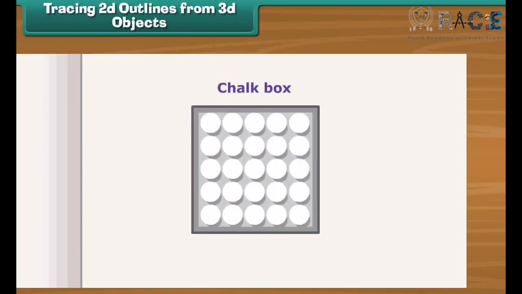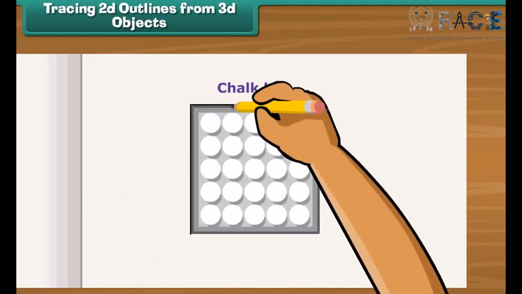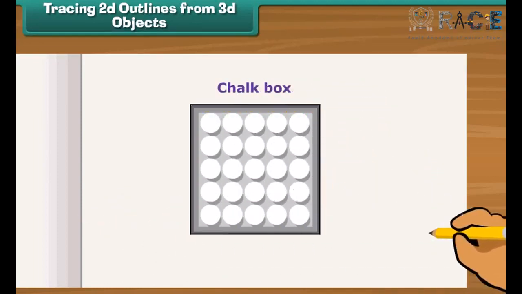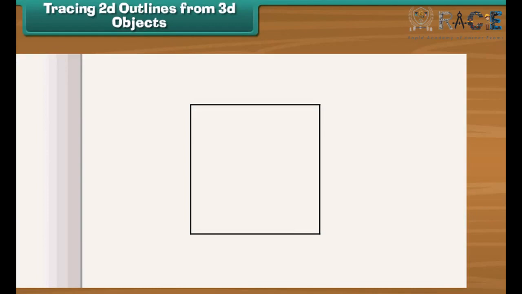Tracing 2D outlines from 3D objects. Let us learn to trace outlines of 3D on paper and see what we get. Place a chalk box on a sheet of paper. Draw lines along its outer edges. Remove the chalk box. You can see a square on the sheet.